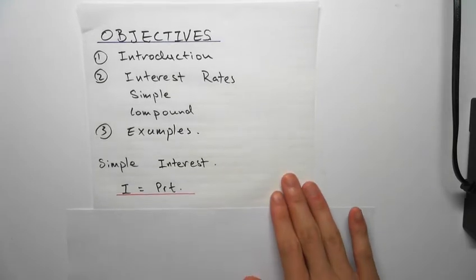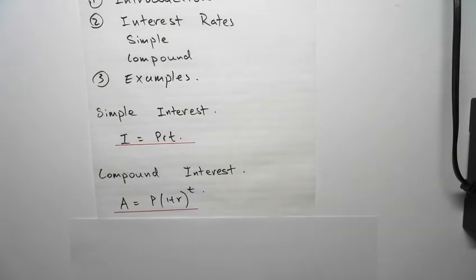Okay. So the second method of interest is compound interest. Now, compound interest is given as below. A equals P(1 + R)^T. And similar to simple interest, P is the principal, R is the rate, and T is the period of time.